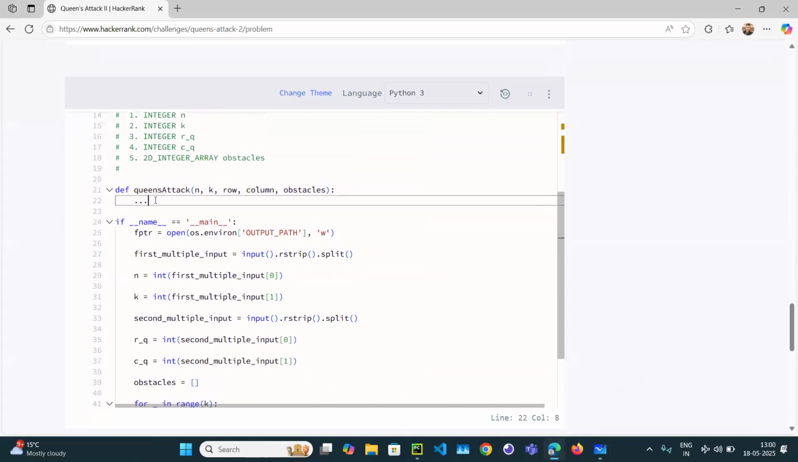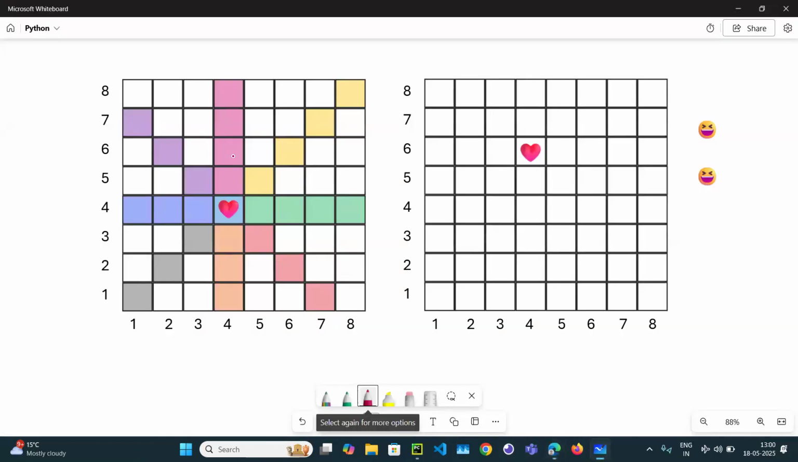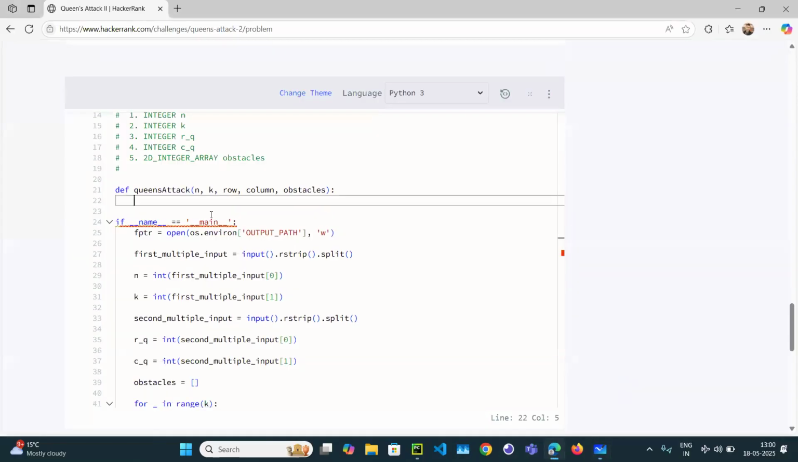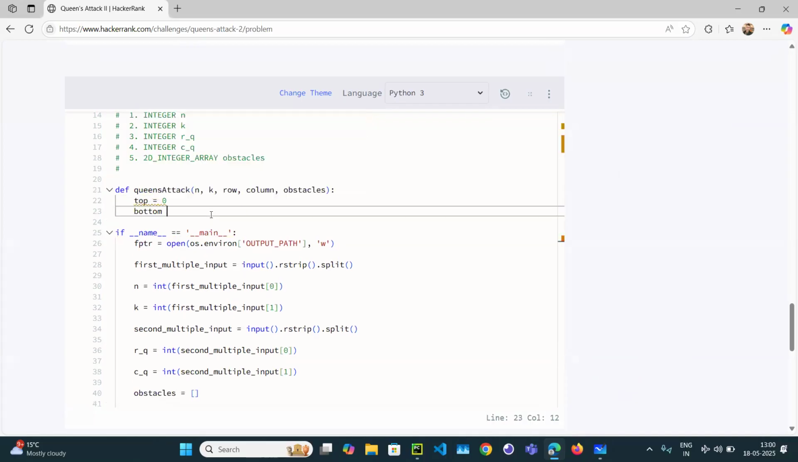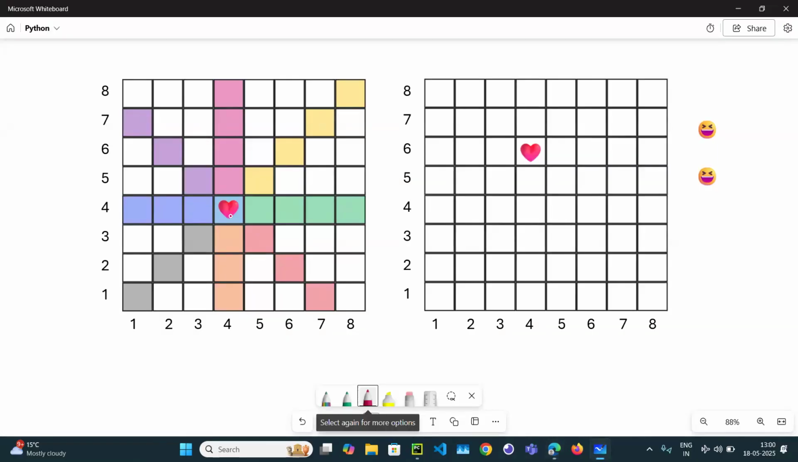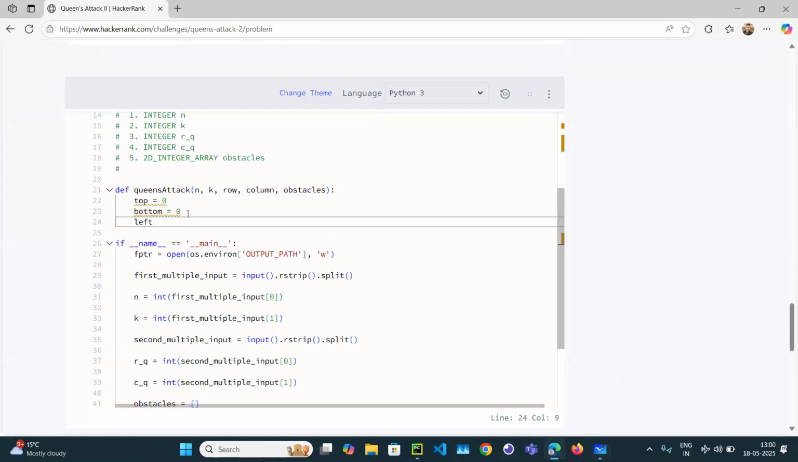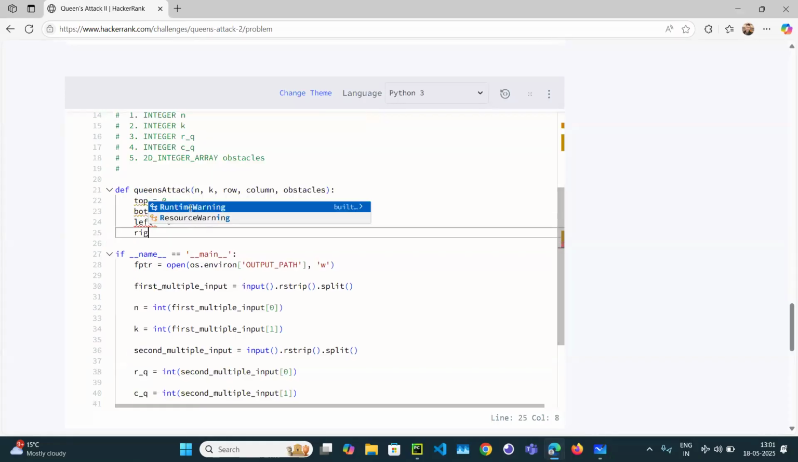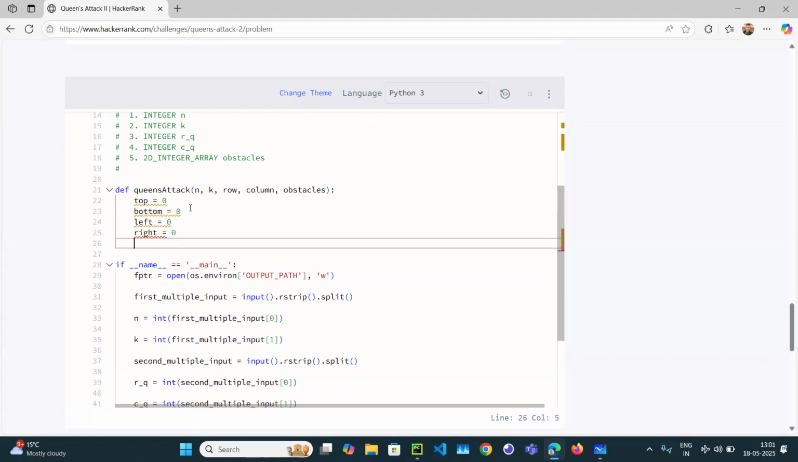So what we need to do is return how many squares the queen can attack, right? And we know the queen can attack top, bottom, left, and right.